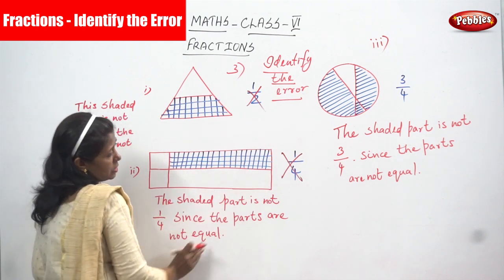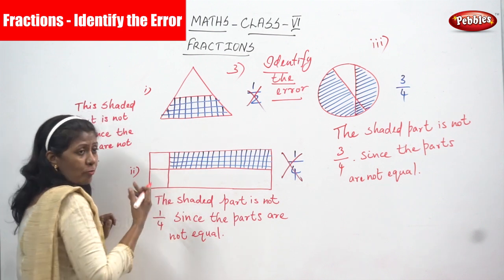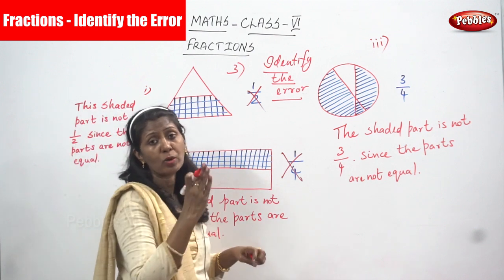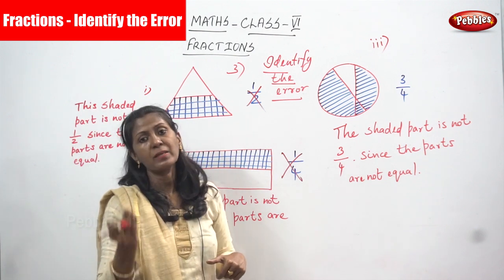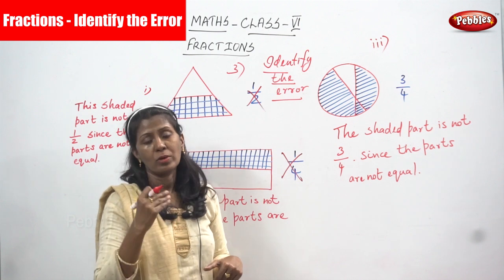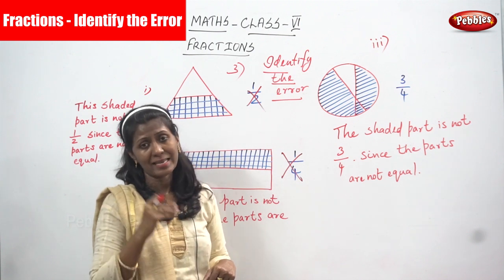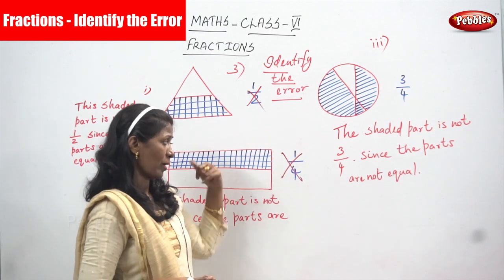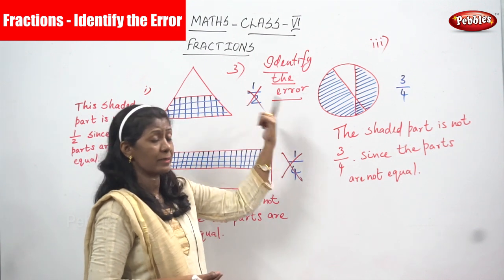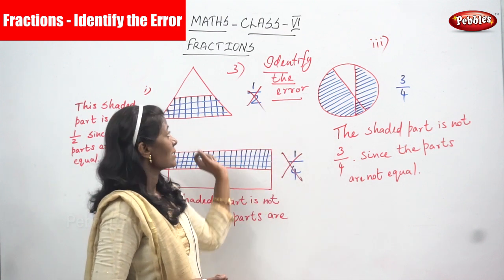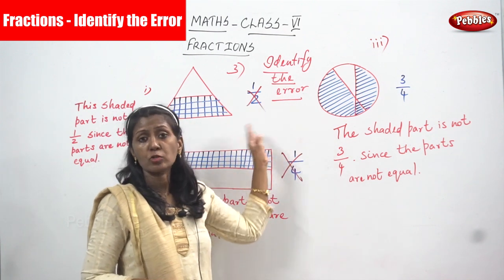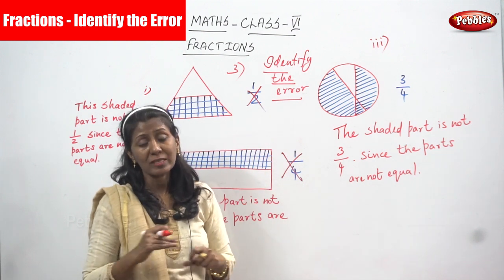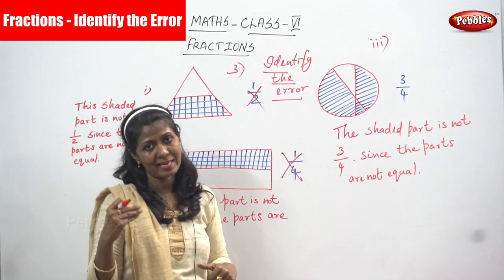It is not 1 by 4 since the parts are not equal, because when you go for a fraction, whatever object you take, you have to cut it into equal parts. From the equal parts you shade the particular portion, and that gives the exact fraction. So why is it not 1 by 4? To identify the error: the object I have drawn is not cut into equal parts. It is not divided equally. That is the exact answer.